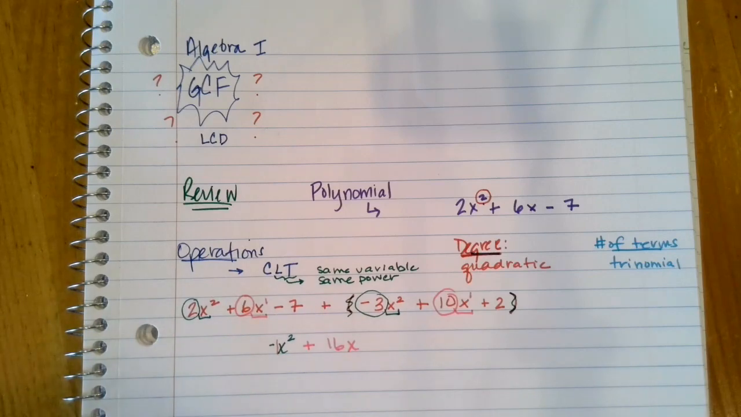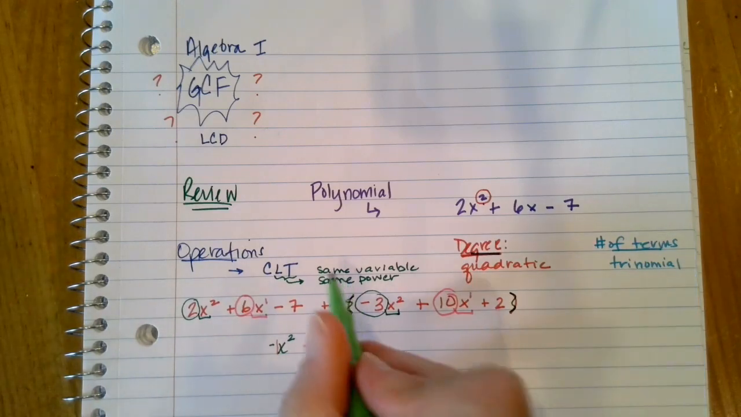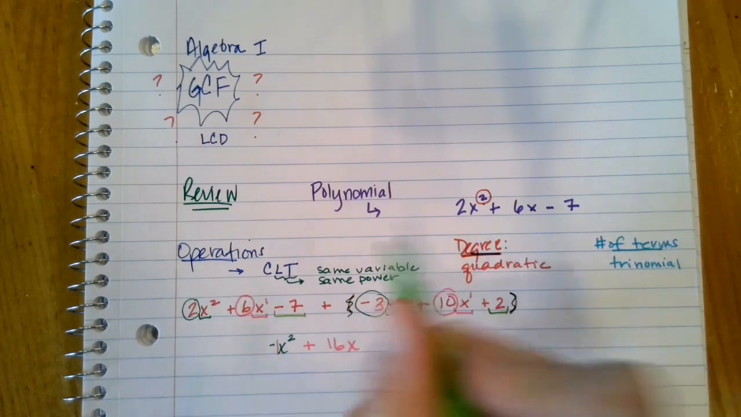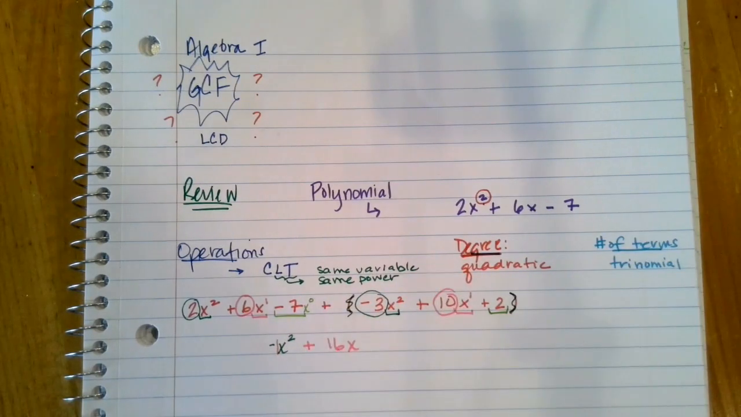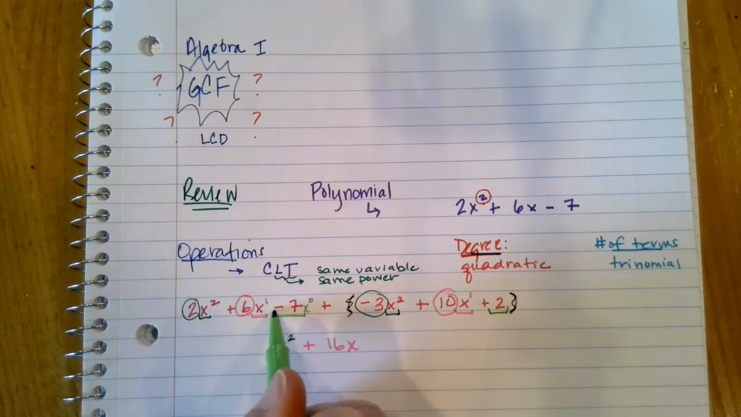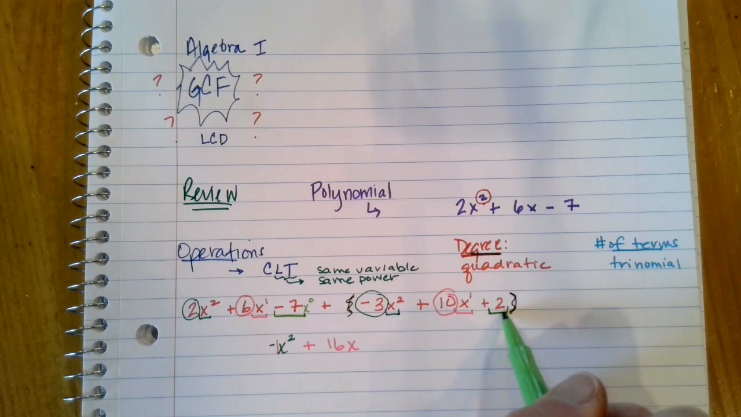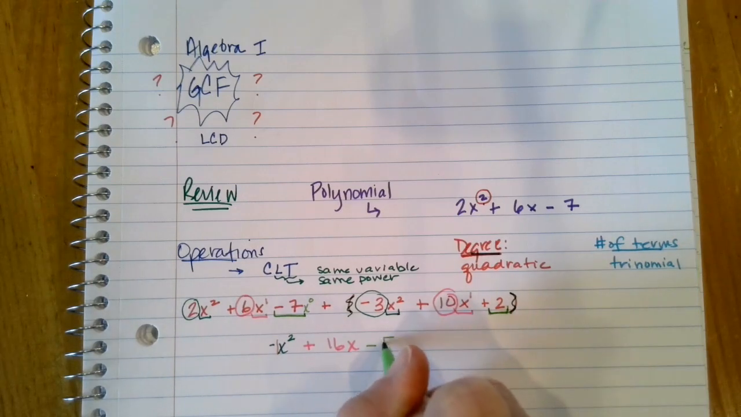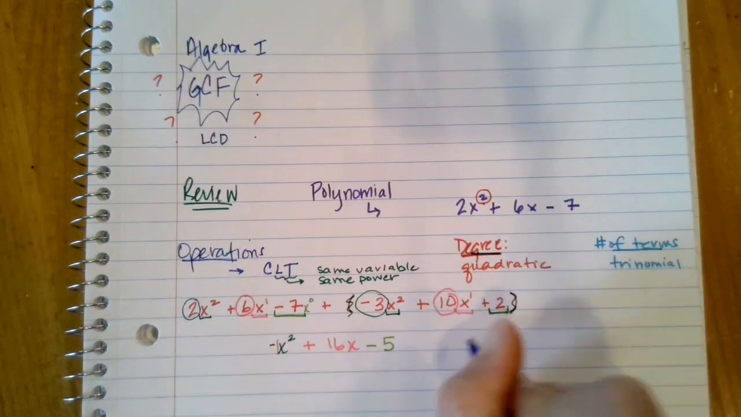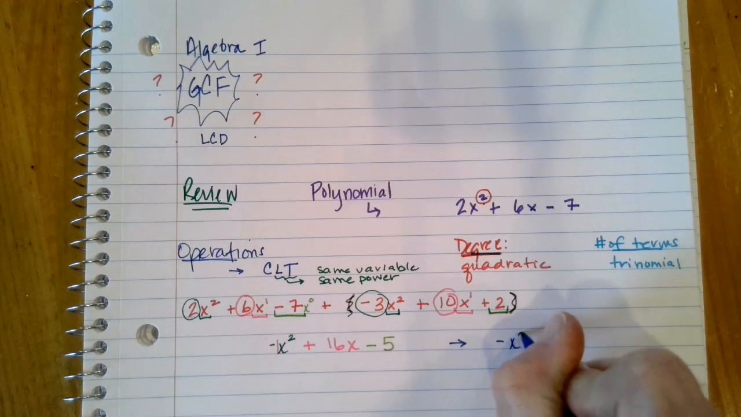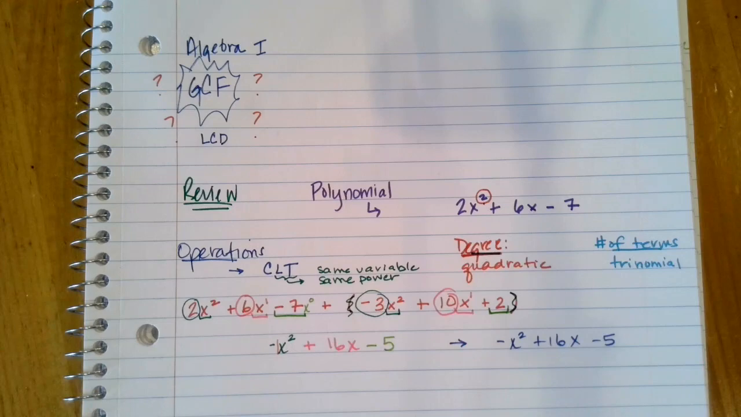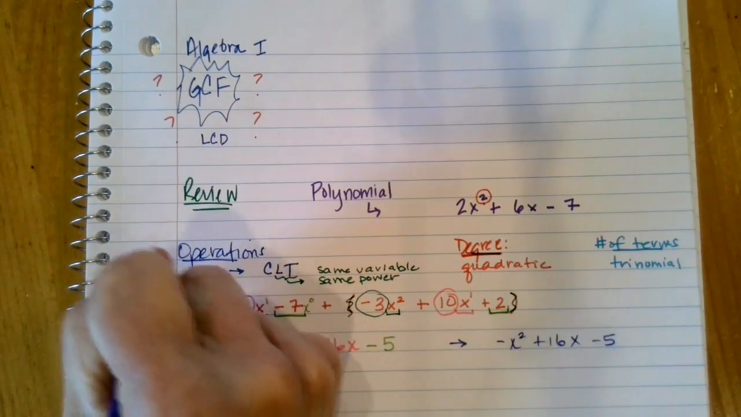My next job is to take a look at my constants. These are called constants because they have no variables. They actually have, if I wanted to think about it, an x to the 0 power. Anything to the 0 power is 1, so I don't even need to worry about that. Negative 7 as a constant, positive 2 as a constant gives me negative 5. So this whole polynomial as a final answer is going to be the opposite of x squared plus 16x minus 5. I've combined all of my like terms. So here we are for addition.